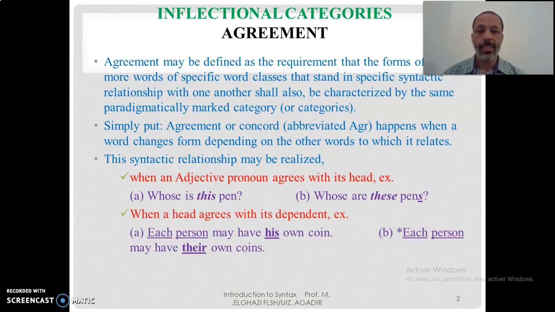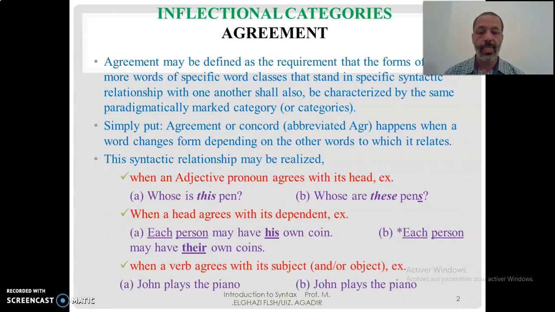Agreement is also realized when a head agrees with its dependent. For example, each person may have his own coin, and you cannot say each person may have their own coins, because each person refers to each one individually, not as a group.